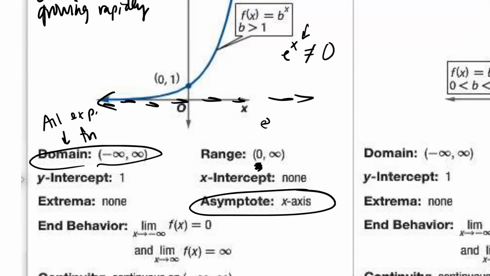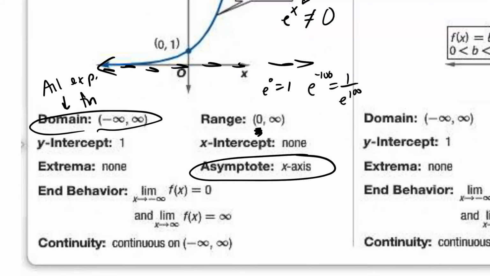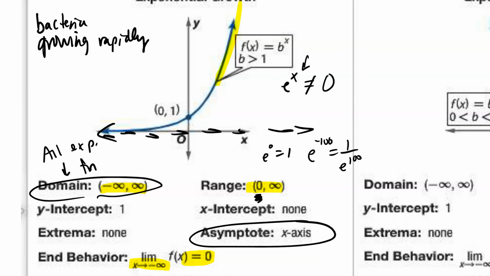Because any number to the 0 power is 1. I could pick a really, really, really negative number. Still, e to the -100 is just 1/e to the 100. That's still a number that's larger than 0. So this exponential function can never cross the x-axis, and it can never touch the x-axis. So the range, we don't include 0. Domain's always all real numbers. The end behavior, as we go left side, it's getting closer and closer to 0. We'll never equal 0, but it'll get close. And on the right side, we're approaching infinity because it just goes up forever.